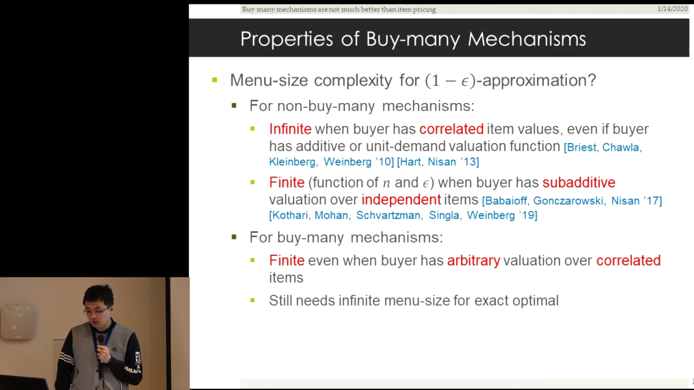For example, in later today's talk, there is a result saying that if the buyer has a subadditive valuation function over independent item values, then menu size complexity for getting 1 minus epsilon approximation in revenue is finite. So the good thing for bi-many mechanism is that even if the buyer has arbitrary correlated distribution over arbitrary valuation function, the menu size complexity for getting 1 minus epsilon approximation in revenue is still finite. So this is a good property, but to get exact optimal, the menu size needed is still infinite.